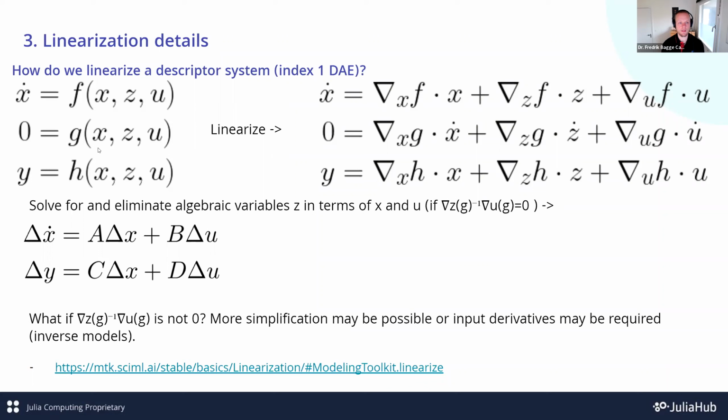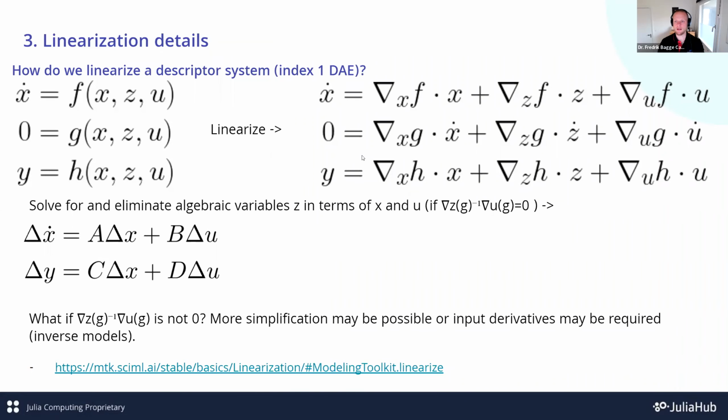So if we just straight up linearize the equation system we have on the left, we get the system we have on the right, where nabla x of f denotes the Jacobian of f with respect to x. And we see here that we have 9 different Jacobians, whereas in the typical state space system we're used to, we have the matrices A, B, C, and D, and those are only 4 Jacobians. So if this makes you confused and terrified, don't worry. ModelingToolkit will, in many cases, simplify this automatically for you.